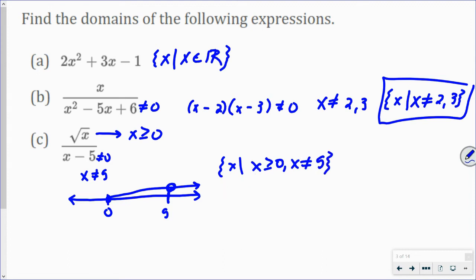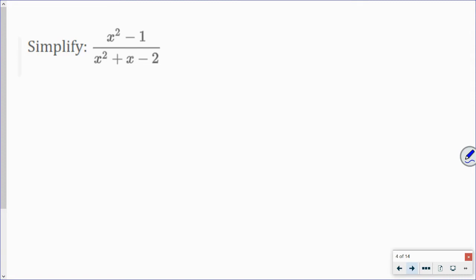Interval notation would probably be the best here. So 0 to 5, parenthesis, union 5 to infinity. I know we haven't talked about that a lot, but you should have had it in a previous class of Algebra 2. So we can write that either way, but we have to make sure that we get rid of that 5 value. Okay, simplifying, that ends the domain restriction.